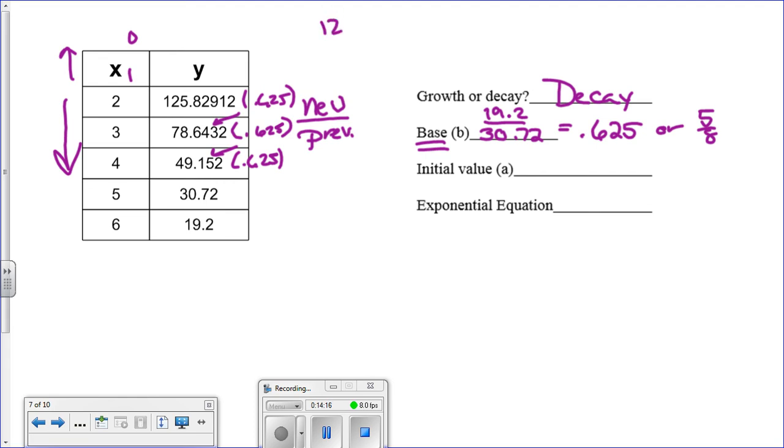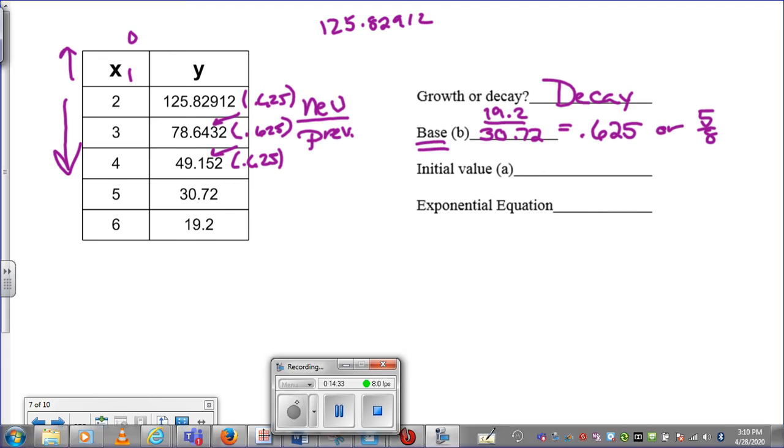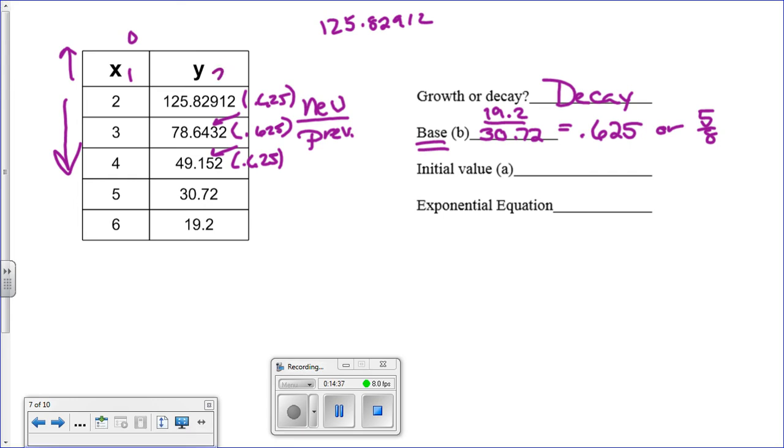So I could take 125.82912, and on my calculator, it would help if I typed it in correctly. Okay, and that's going to give me a big number, 201.326592. I'm going to do it again.